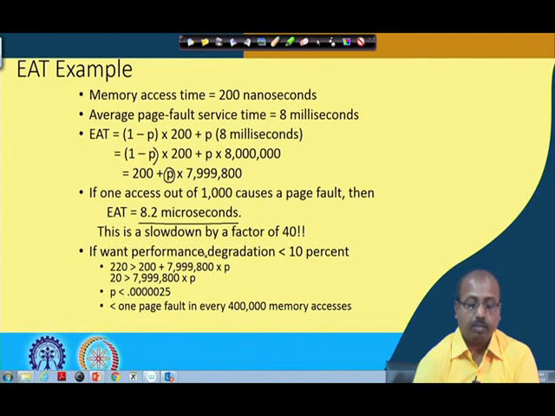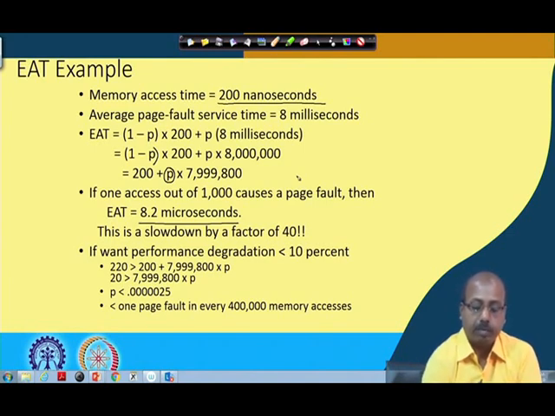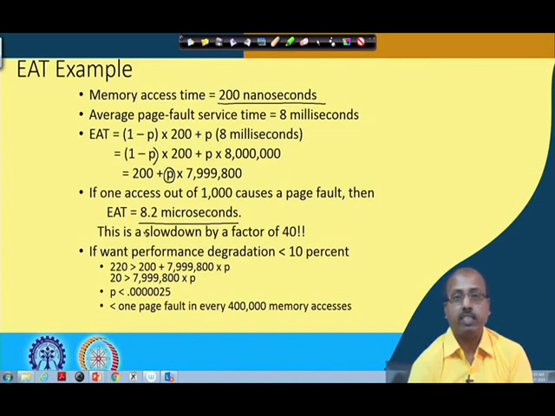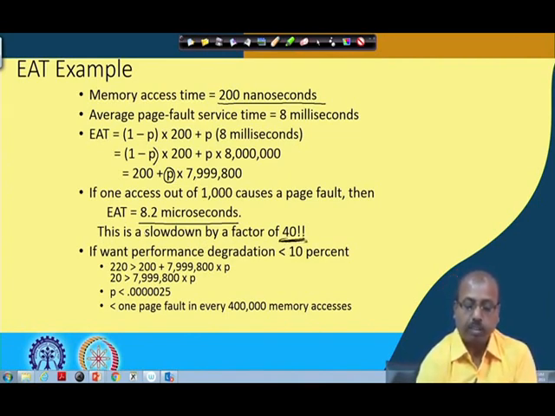So, while the memory access time was only 200 nanoseconds, in the virtual memory environment the effective memory access time is becoming 8.2 microseconds. That is a significant increase in the memory access time, a slowdown by a factor of 40. Naturally this is a very high page fault rate. Okay, so if we want the performance degradation to be less than 10%.